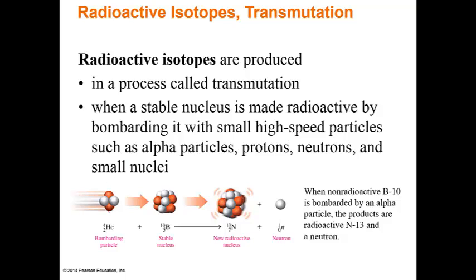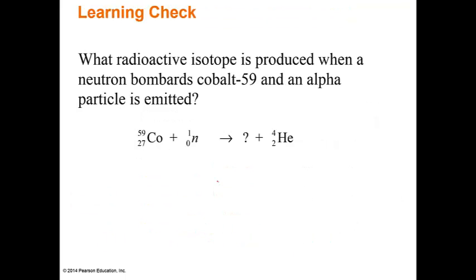Okay, so bombarding particles. So we're taking our particles and we are slamming them into a nucleus. Like this is stable right now, but we are going to force our way in with these, in this case, alpha particles. All right, and then that yields a new radioactive nucleus, such as nitrogen-13 plus this neutron.